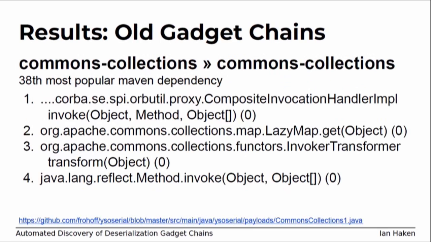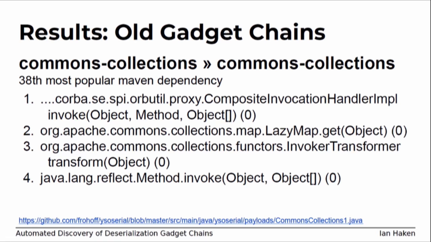What did it discover? It rediscovered the Commons Collections gadget chain. The reason this gadget chain was so interesting when Frohoff and Lawrence first discovered it is that it's the 38th most popular dependency, at least when I looked this up a couple months ago. So it's everywhere. Every application more or less ends up pulling this thing in as some kind of transitive dependency. And this is more or less what that gadget chain looked like. You wrap your object inside a dynamic proxy, and then you get into this invocation handler, and then you go to the Commons Collections lazy map, which ends up doing some reflection things, and lets you basically call any method you want. And so, hooray, it found that old gadget chain.